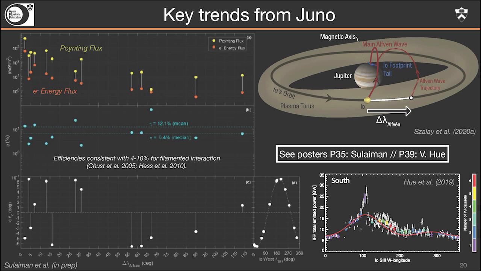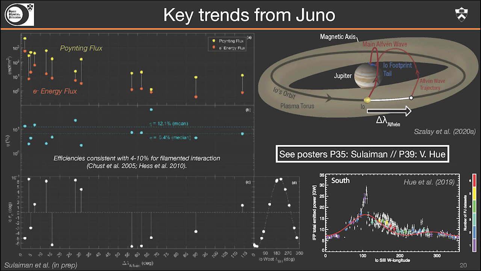Something we learned in analyzing this statistically is that the best organization for the Io footprint tail data was as a function of an angle where you trace Alfvén waves back from the position of the aurora to Io's orbit. And so, for example, this angle is from Io along its orbit of two different Alfvén waves launched to the ionosphere. And organized as a function of that angle, we found that the electron energy flux, for example, decreases with an e-folding distance of something like 20 degrees.